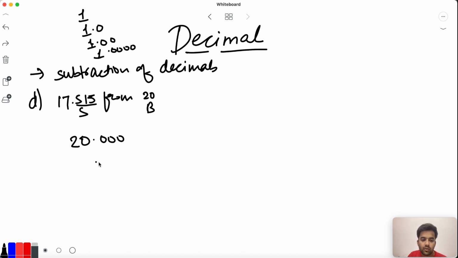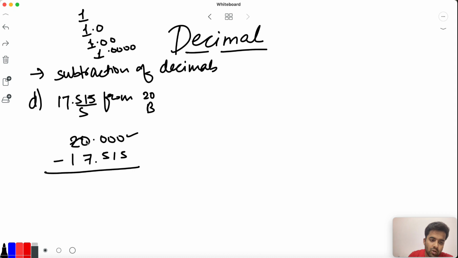Just below the decimal put 5 1 5, and here 7 and 1. Now just subtract simply. It was 17.515 from 20. In the 20 number, no decimal was there. I just kept it directly. Either we write 20 or 20.000, both are the same thing. Why did I write 3 zeros after the decimal? Because in the first number, whatever we have to subtract after the decimal, there are 3 digits, so I put three zeros here. Got it?